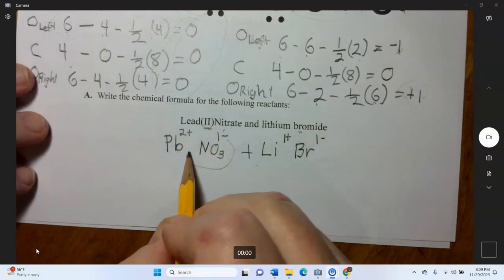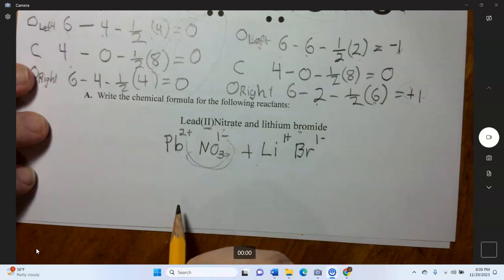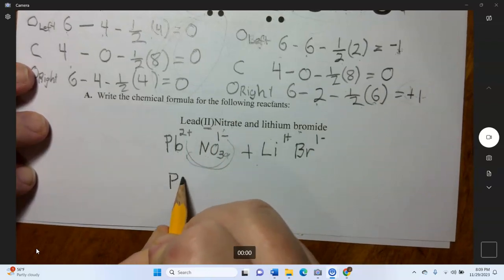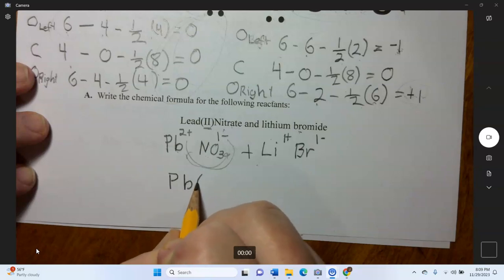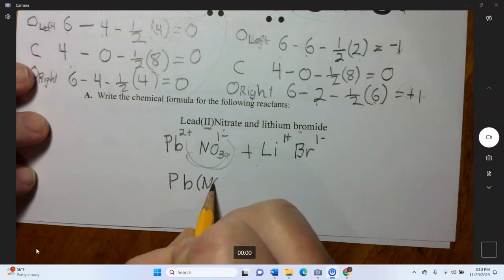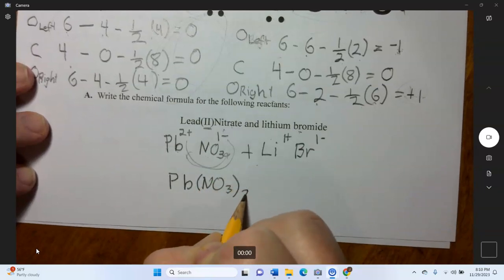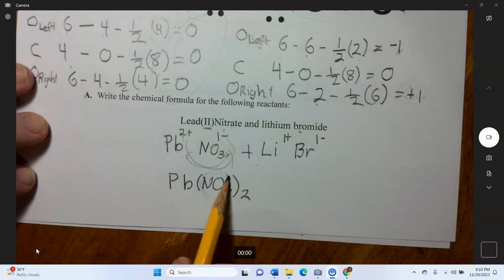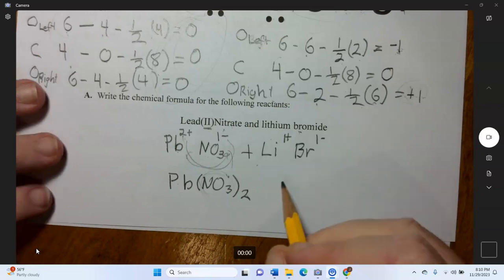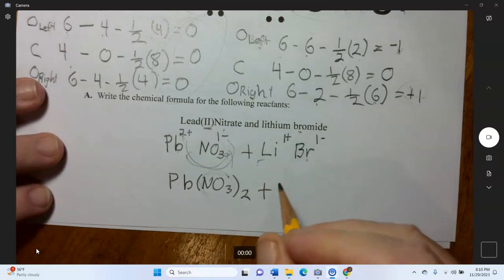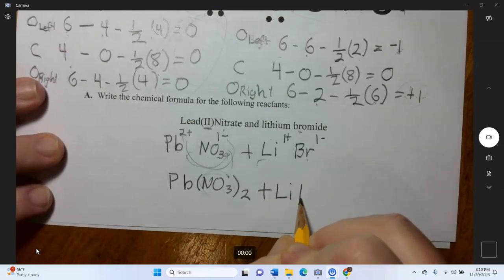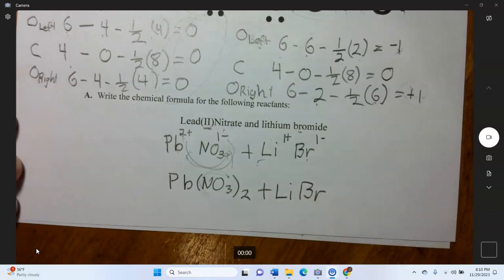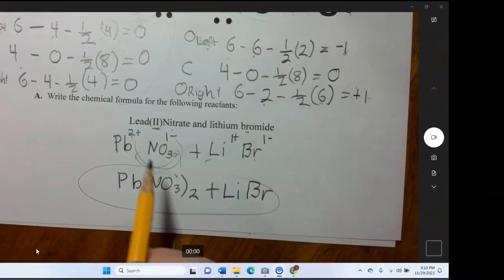So you cross the arrows, and what you get here is Pb, parenthesis, NO3, and then a 2 outside, this 2. So this is a 1- charge, this whole thing right here. So it's 2 times 1- equals 2-, and 2+. So they balance out, 2- and 2+. And these two are already in balance. You don't need any subscripts. So it looks like that. Okay, so that's the answer to this one.